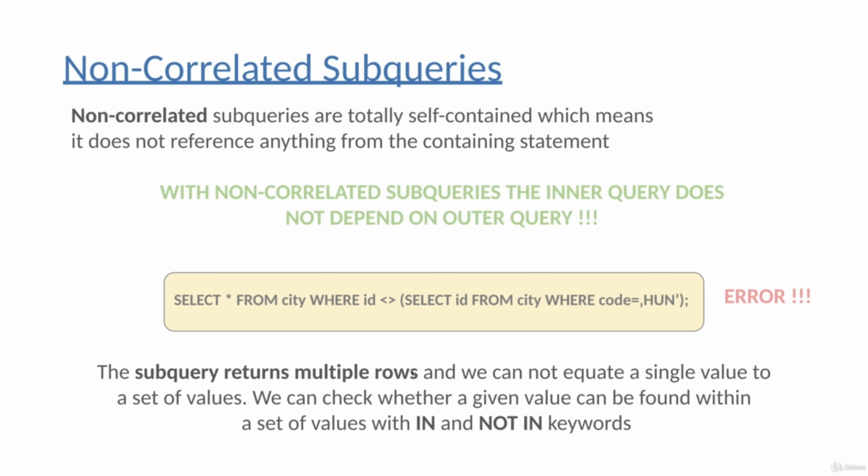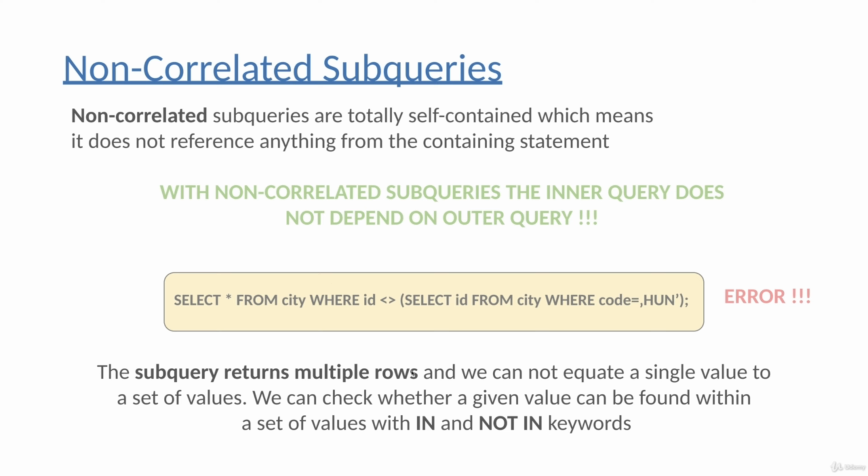What about correlated subqueries? Correlated subqueries are not self-contained in the sense that they reference something from the containing statement. So with correlated subqueries, the inner query does depend on the outer query. They are not independent of each other. And this is why correlated subqueries are slower and they should be avoided if possible, because they are not executed once prior to the execution of the containing statement. Correlated subqueries are executed once for each and every candidate row. So this is why we should avoid correlated subqueries, because the inner query is not independent of the outer query.